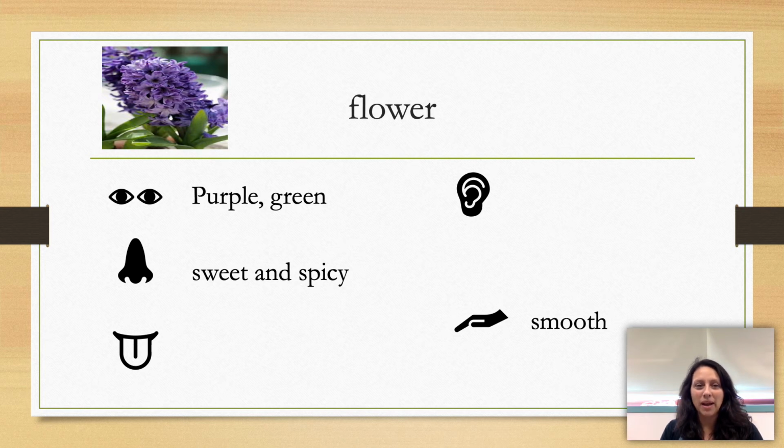When I smell a hyacinth, it smells sweet and it smells spicy. This flower is something I would not taste. It's not to put in your mouth. It doesn't make a sound. And when I touch the petals of the flower and the leaf, it feels smooth. Let's take a look at the next object.